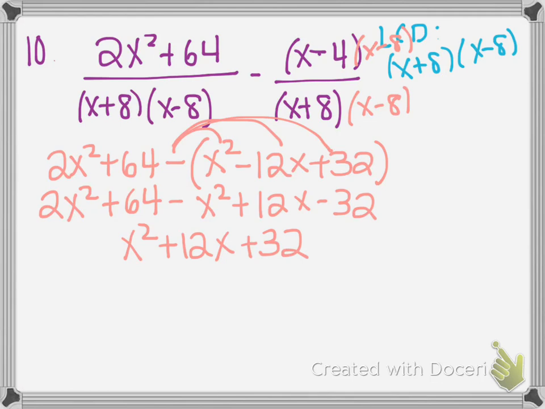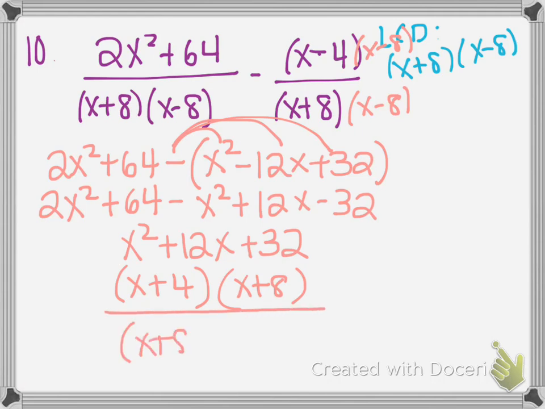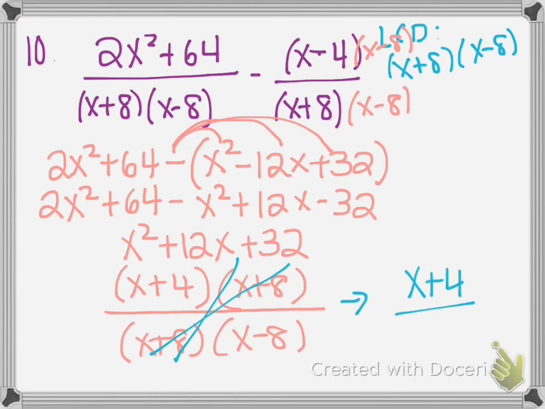And then we ask ourselves, does this factor? What multiplies to give me positive 32 that adds to give me 12? X plus 4, x plus 8. Put it over our denominator, x plus 8, x minus 8. And you notice that this time we do have two factors that cancel. So our final answer is x plus 4 over x minus 8.